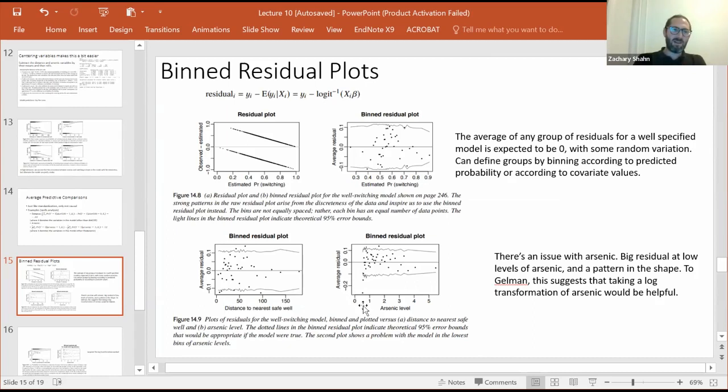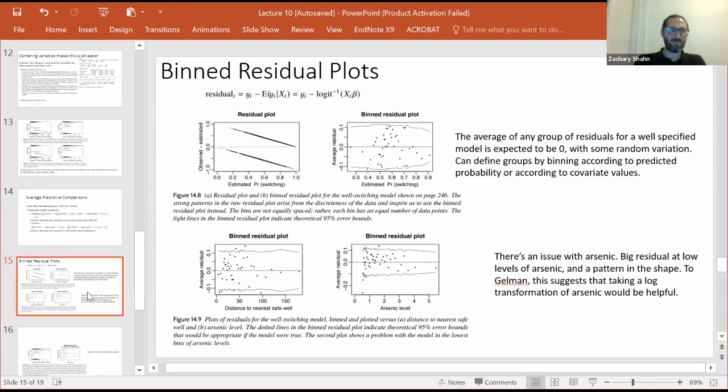It was off by a lot there. And also there's a pattern to it where it tended to be greater than 0 at lower levels and then dip down at higher levels. And to Gelman, that suggested that taking a log transformation might be helpful. In general, if you have a nonlinear relationship, it's worth trying various transformations. He somehow realized that log would be good here.